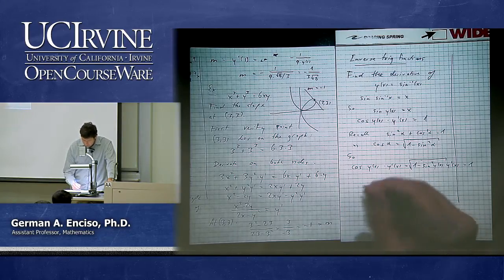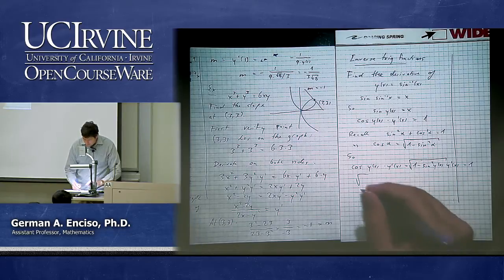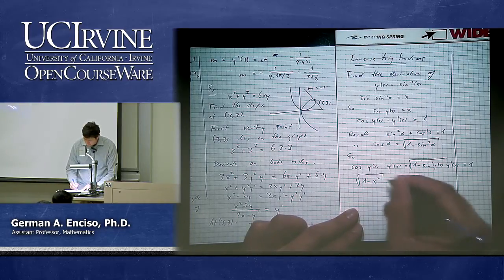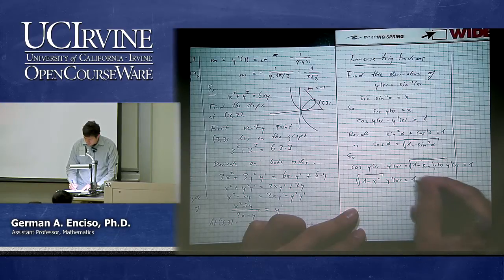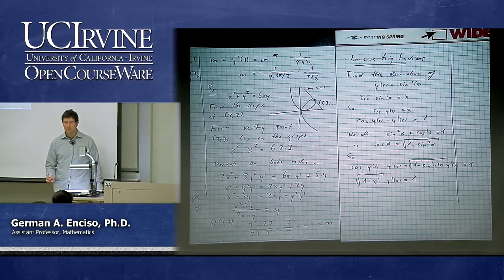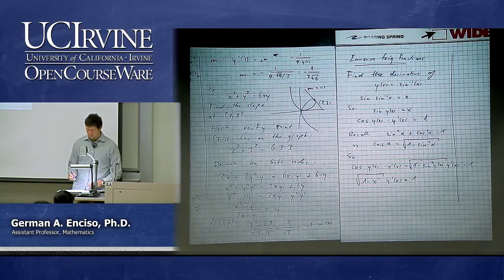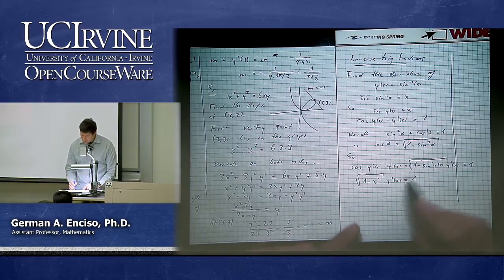right? So this is 1 minus x squared times y prime of x is equal to 1. Was that clear why that is 1 minus x squared? Should I say it again? No? Yes? No? Okay, all right, great.